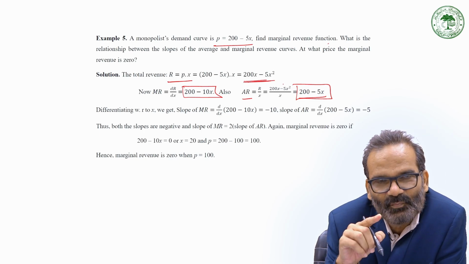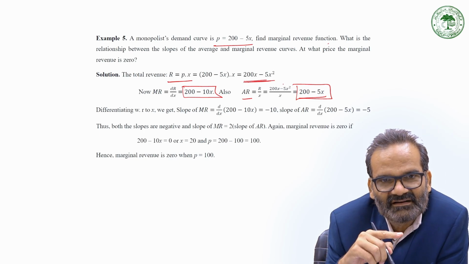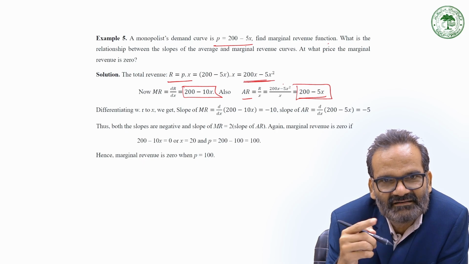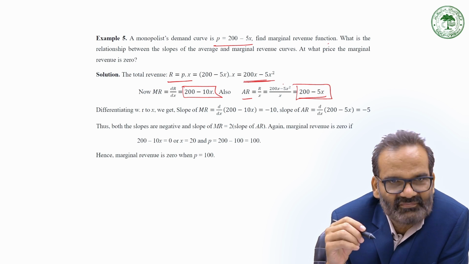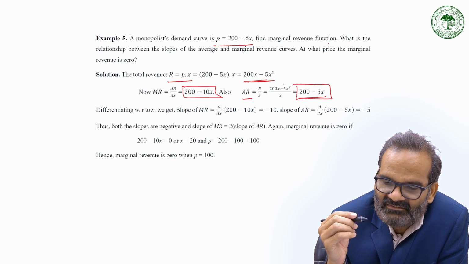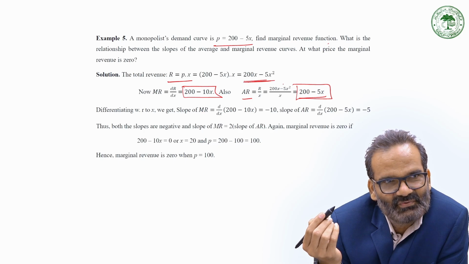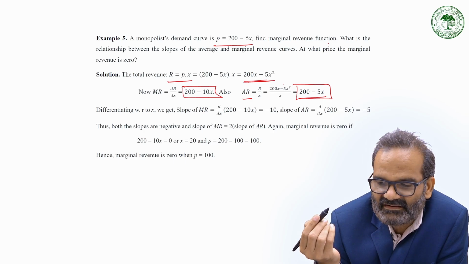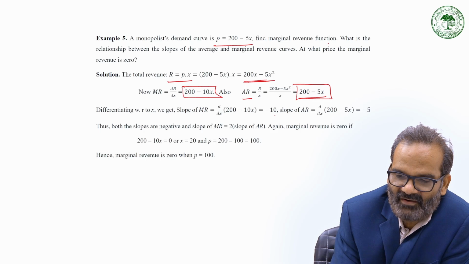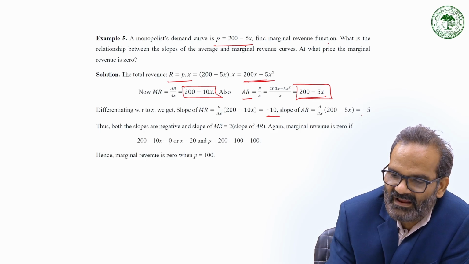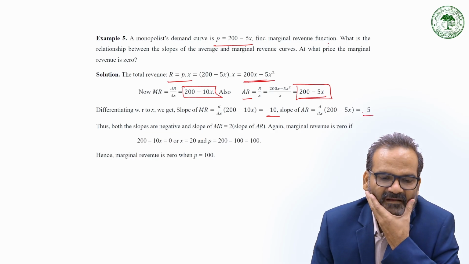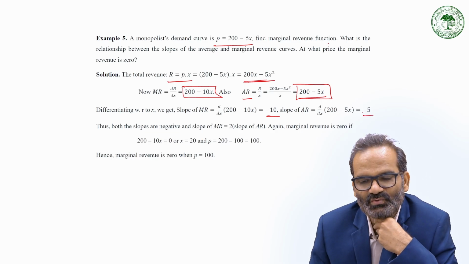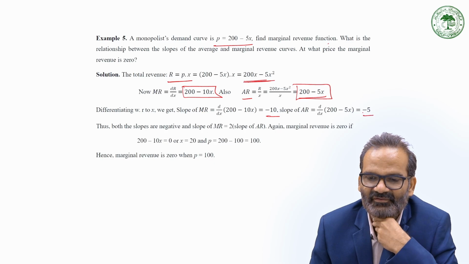To calculate the slope of the marginal revenue, find its first derivative again. The derivative of 200 minus 10x: 200 is a constant and the derivative of minus 10x is minus 10. To find the slope of the average revenue, find the derivative of 200 minus 5x. The derivative of 200 is 0 and the derivative of minus 5x is minus 5. So the slope of the marginal revenue is 10 and the slope of the average revenue is 5. Naturally, from this relation we can see that the slope of the marginal revenue is just 2 times the slope of the average revenue function.